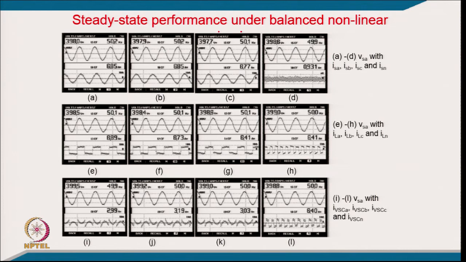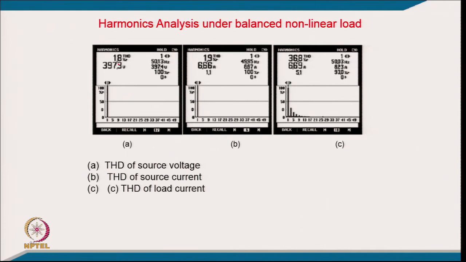This is the 3-phase grid current, which is in phase with the voltage, sinusoidal balanced current, and the neutral current is almost 0, but you can see the 3-phase load current is like a square wave. This current is the neutral current in the load, which is reasonable neutral current, and these are the 3 shunt active filter currents, and this is the neutral current in the 4th wire. You can now see the THD of voltage is 1.8%, the current THD is 1.9%, and the load current THD is 36.8%.